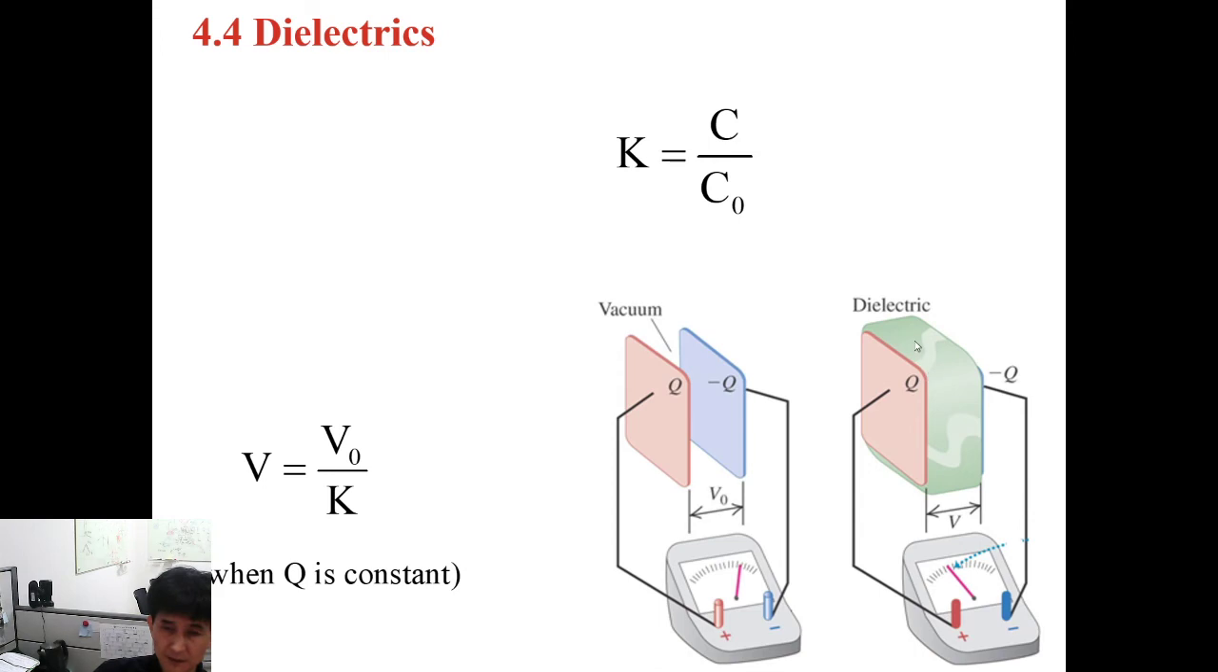If we have 10 microfarad as the capacitance of this device when there is a vacuum between these two plates, and we fill this space with a dielectric whose relative dielectric constant K is 100, then the capacitance of this device is 100 times larger. That's what we have.